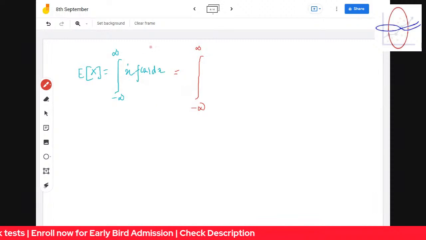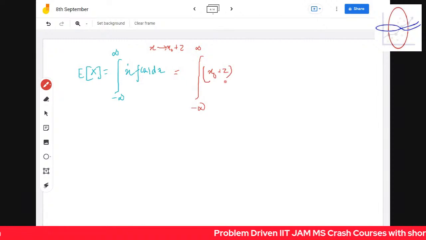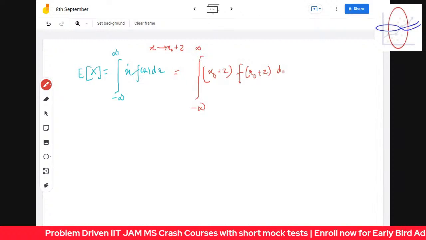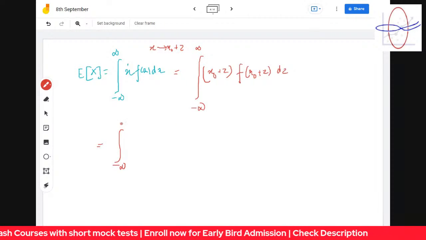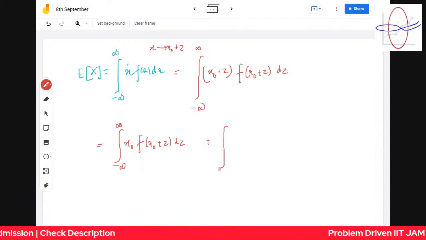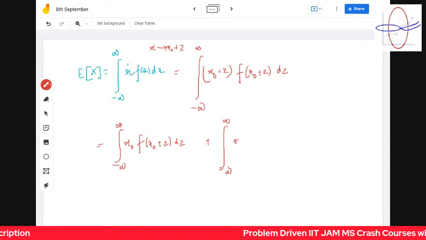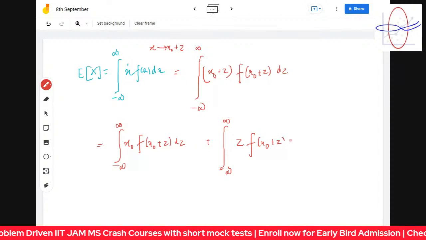So what you do is change the variable to x naught plus, let's say, z. So you get x naught plus z, f of x naught plus z, and dx is equal to dz by this change. And you get the following two things: the integration from minus infinity to infinity of x naught f(x naught plus z) dz, plus the integration of z f(x naught plus z) dz.